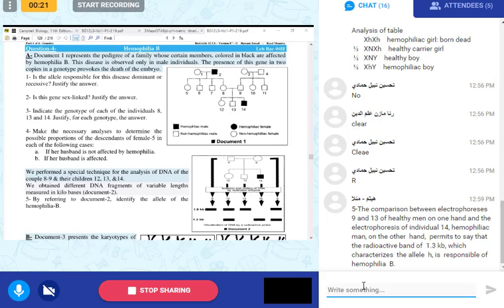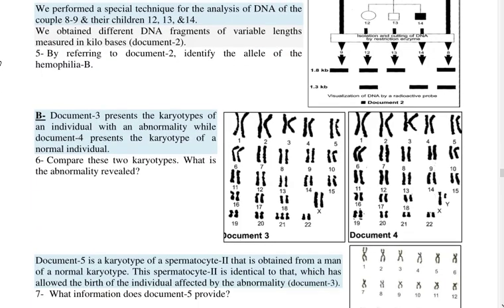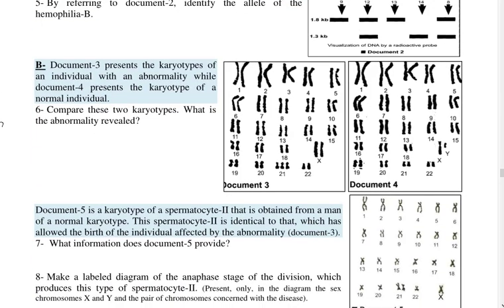Good, Mona, can you read the answer please? Yes, the comparison between electrophoresis of 9 and 13, healthy men on one hand, and the electrophoresis of individual 14, hemophiliac man, on the other hand, permits to say that the radioactive band of 1.3 kb, which characterizes the allele H, is responsible of hemophilia. Okay, let's continue, Mona, together. Document 3 shows what?